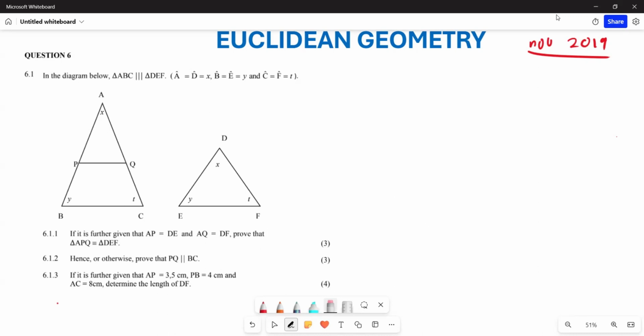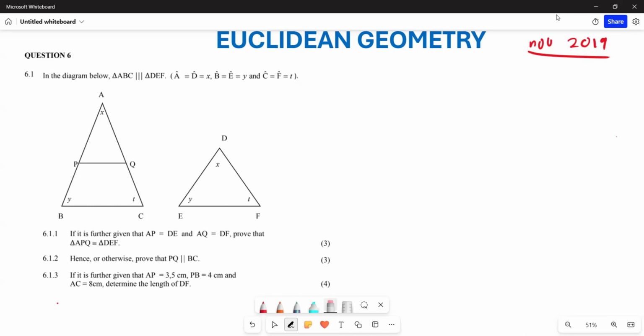We're still looking at Euclidean geometry. In the diagram below, triangle ABC is similar, not congruent, to triangle DEF. They've given all the angles that are going to be equal to each other.